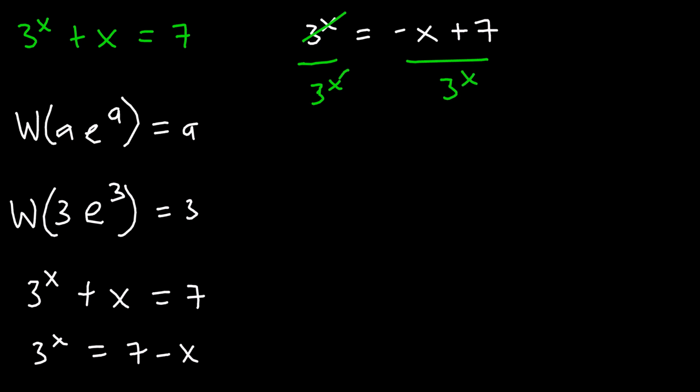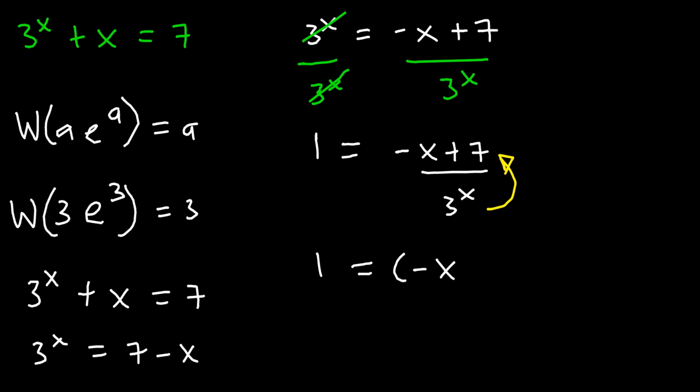This will cancel with that. And so we shall remain with 1 equaling to negative x plus 7 divided by 3 to the power of x. And from the rules of exponents, we know that we can take this to the top, and the exponent will become negative. So we shall have 1 equaling to negative x plus 7 and then times 3 to the power of negative x.